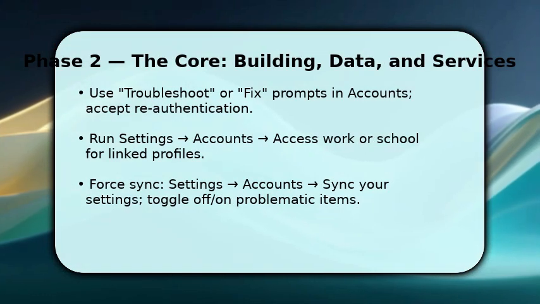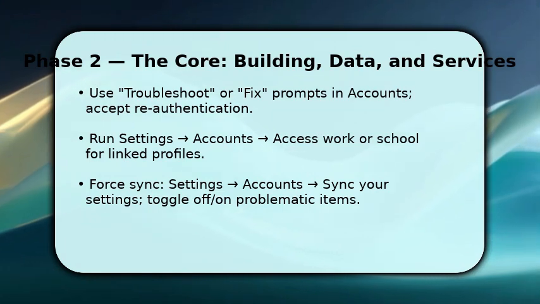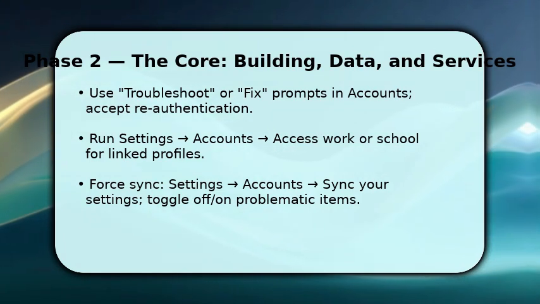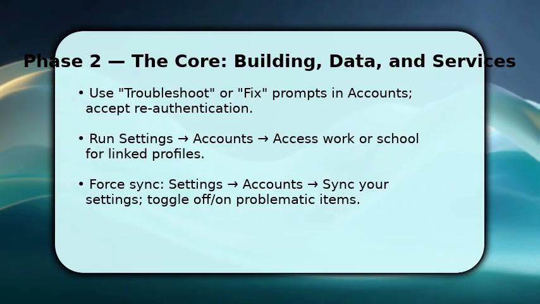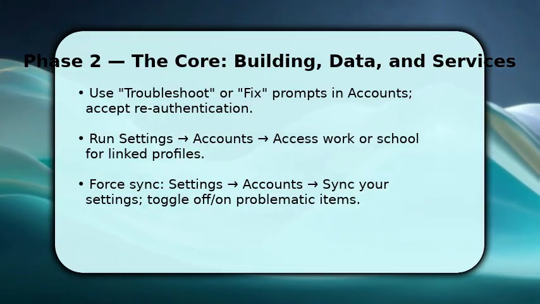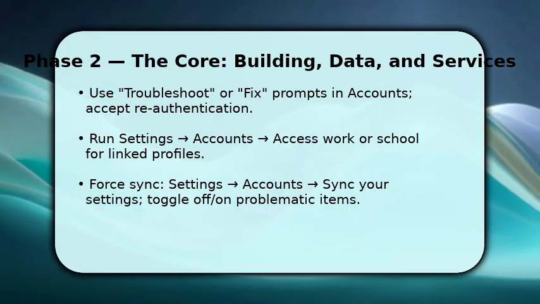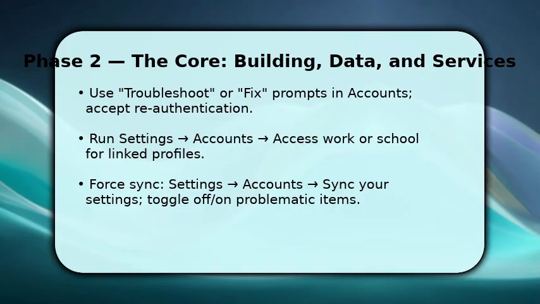You'll now repair the link between Windows and Microsoft servers. Re-authenticate when prompted, enter the latest password and any two-step code. That restores tokens. Next, check for duplicate or work profiles under Access Work or School and disconnect stale connections. Once done, force a sync of your settings and OneDrive, toggling sync items off and on refreshes state.